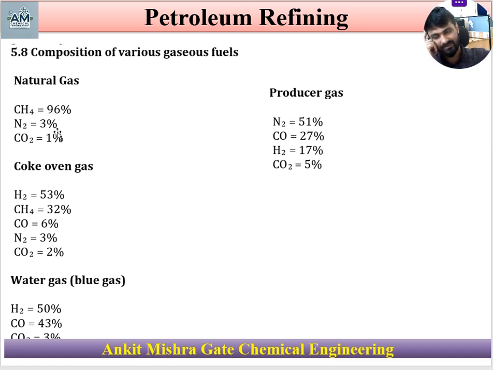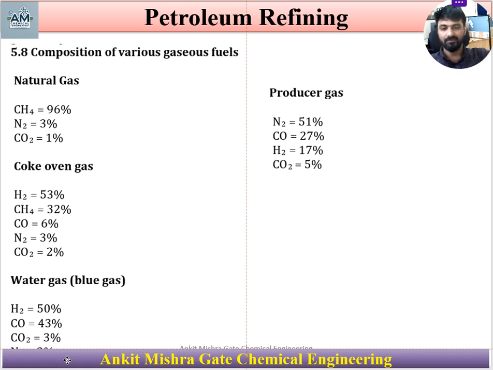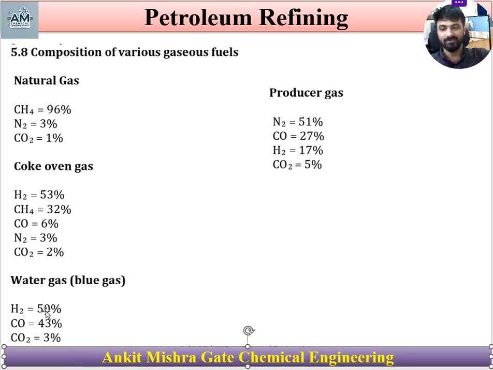Next is a very important thing, that is the composition of various fuels. So here you can see that we have natural gas, coke oven gas, water gas and producer gas. In natural gas, you can see that the methane percentage is very high. In coke oven gas, the major components are H2 and CH4. In water gas, the major components are CO and H2. Obviously, I have told you. And in water gas, H2 and CO are in the ratio of 1:1. And in producer gas, the major components are carbon monoxide and N2, that is 51% and 27%.